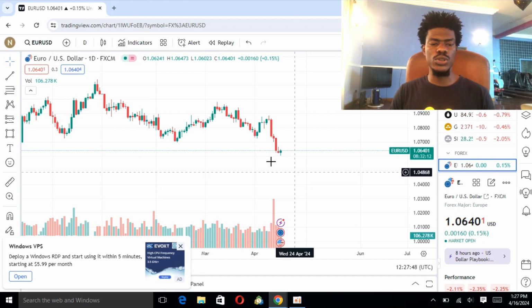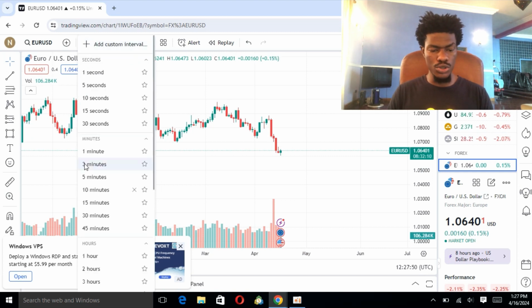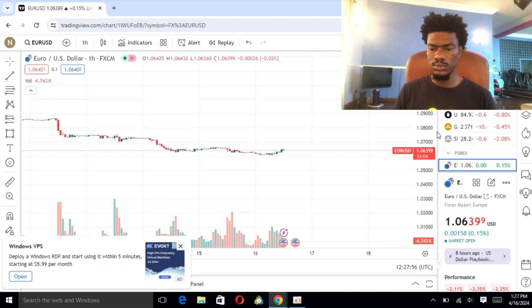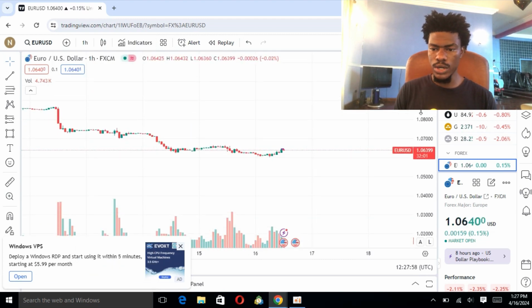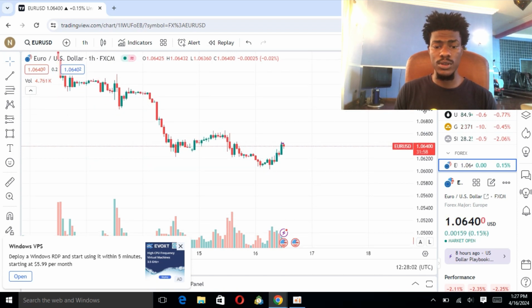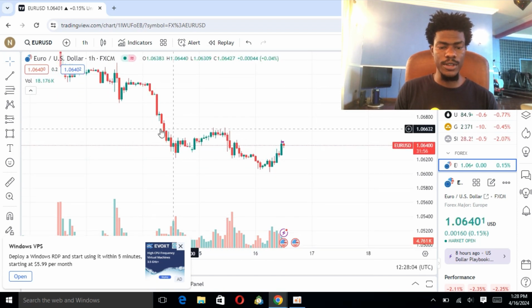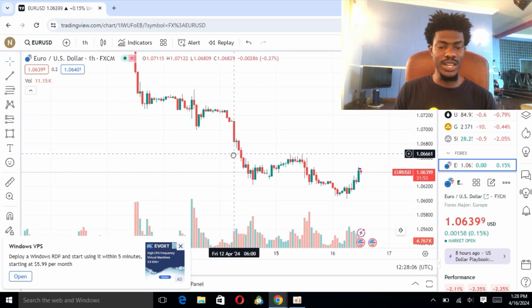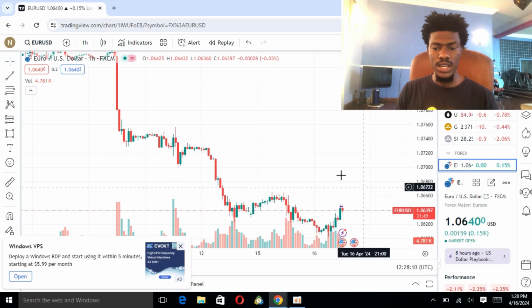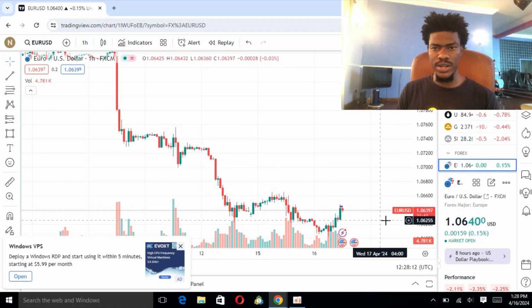Now, you scroll to a time frame that is a little bit lower than the one you used to identify the trend. Let's say 1 hour, for instance. Now, you come to the 1 hour time frame. So look at the 1 hour time frame. You see clearly that it is a bearish trend. All right. This 1 hour is clearly a bearish trend.